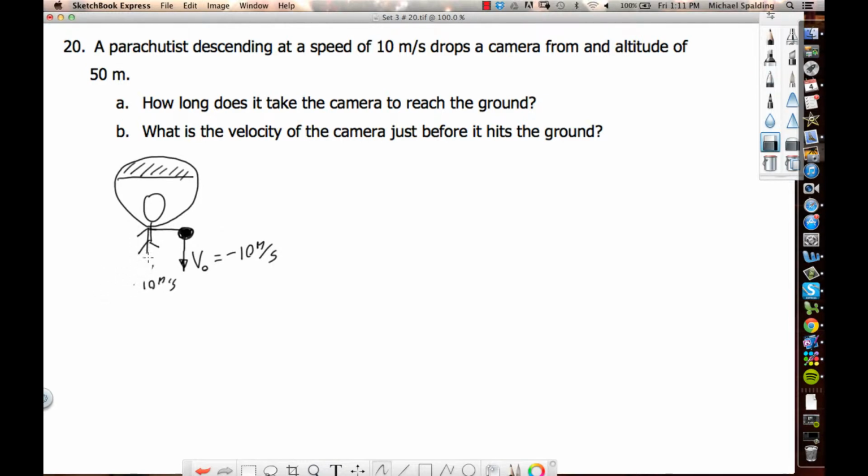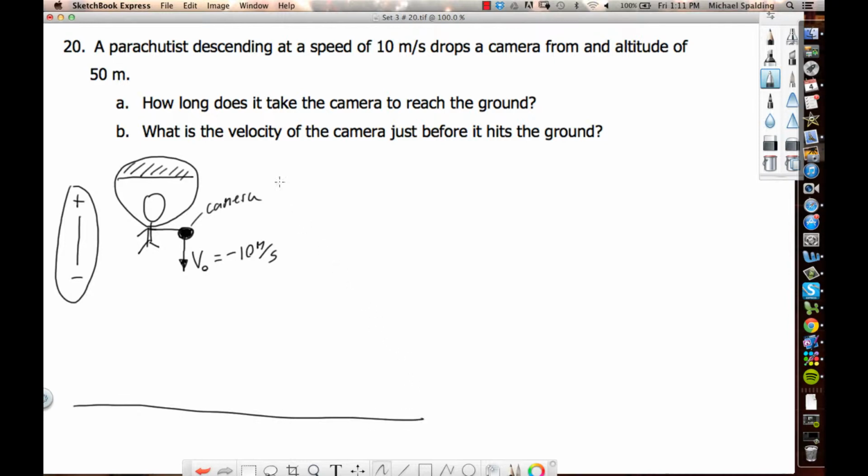You know, the better you make your diagram, the more clear it'll be. So if you're having trouble with these problems, are you doing a diagram? You should always start with a diagram. So down is negative, up is positive, like that. So that's why I made the initial velocity of the camera negative. So we'll say that's the camera. Okay, so the ground is down here.